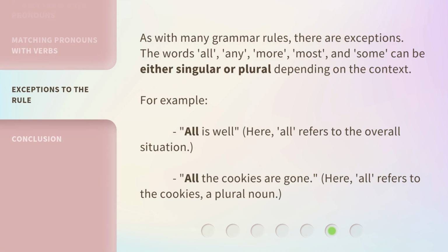As with many grammar rules, there are exceptions. The words all, any, more, most, and some can be either singular or plural depending on the context. For example, all is well. Here, all refers to the overall situation. All the cookies are gone. Here, all refers to the cookies, a plural noun.